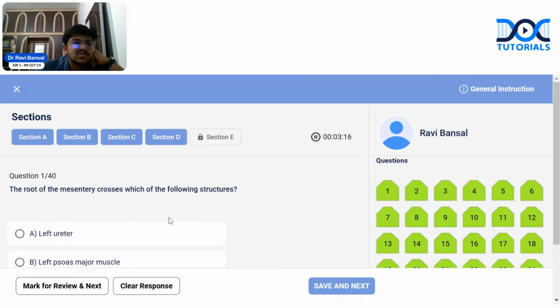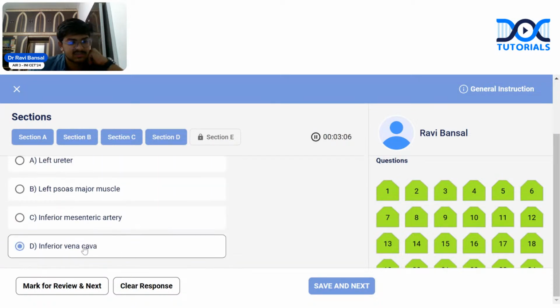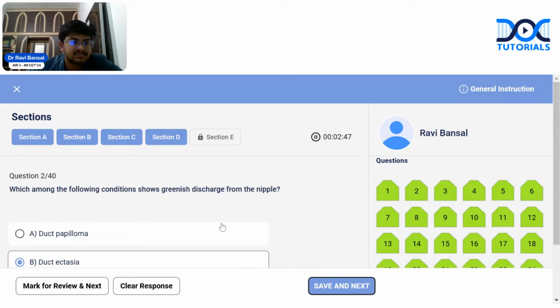The root of the mesentery crosses which of the following structures? It goes from left to right. So obviously IVC and aorta will be crossed. I'm sure about this option. These three options I have kind of ruled out, but I don't remember them written in my notes. I do not have any visual memory of these things, but I know for sure the IVC is definitely crossed by the root of the mesentery because it crosses the midline. So I just mark this option.